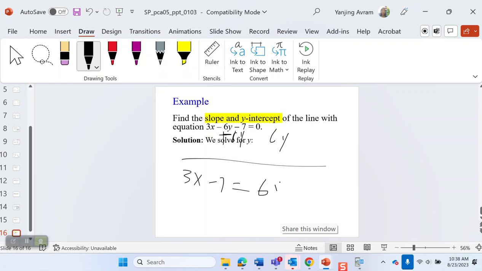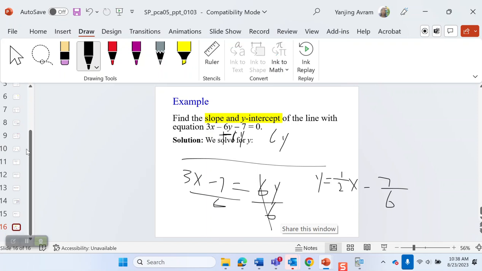So look at that. You don't have to make y on the left. You can make y on the right as well. And then I'm going to divide both sides by 6. Okay, so 6 and 6 cancel out. So I have y on the right side, and y equals 3x over 6, which will be 1/2 x, minus 7 over 6. All right, now I have this one in the mx plus b format.